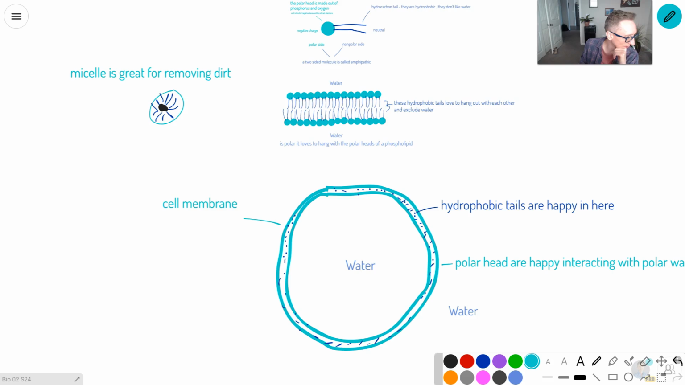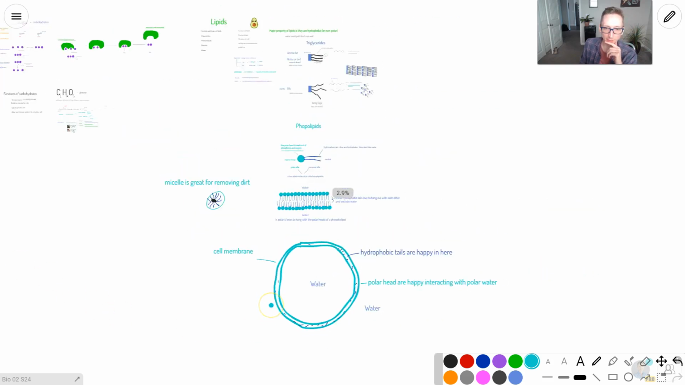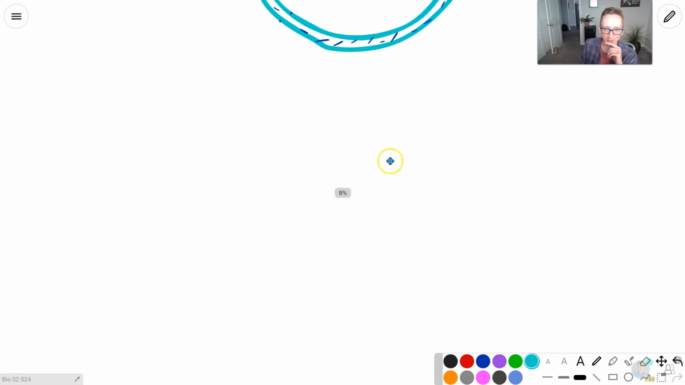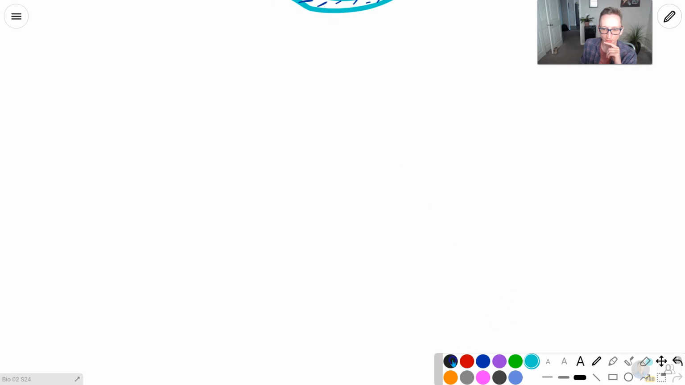All right, two more little things in lipids, but these will be fast, and I'm not going to spend too much time on them. So that was phospholipids, steroids, and waxes. So steroids are ring-based signaling molecules.